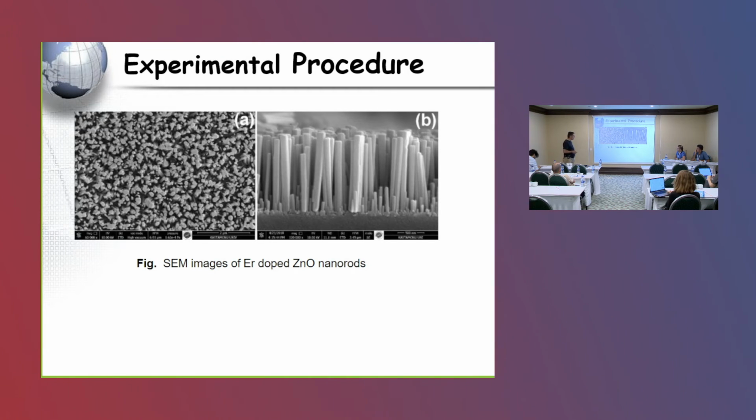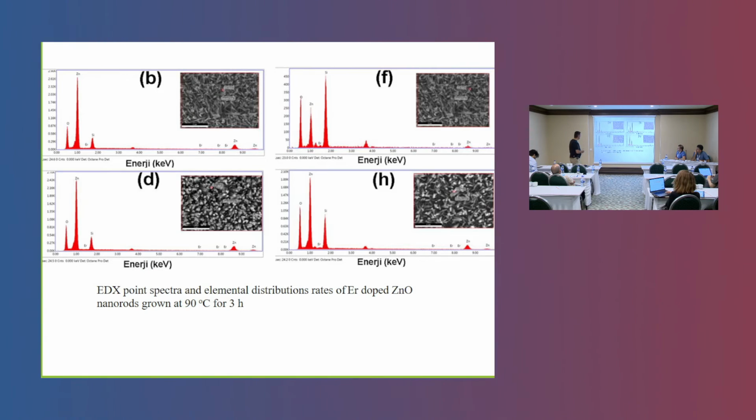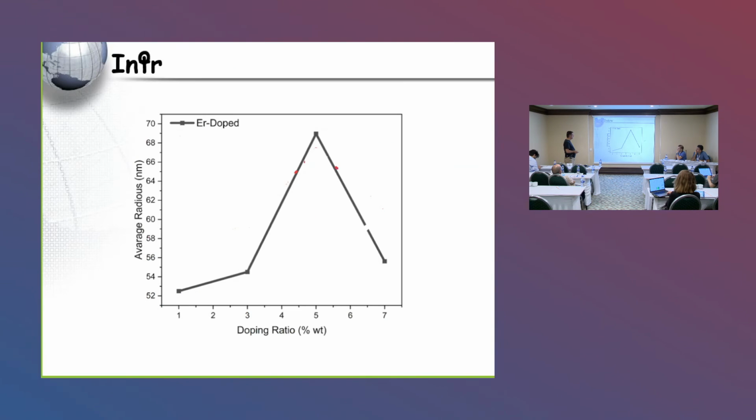This is the top surface scanning electron microscope image, and the other one is a cross section. This is the EDS, and from the EDS we can see there is an erbium element here. That means we doped successfully. This is the average radius of the nanorods, increasing with erbium doped zinc oxide.